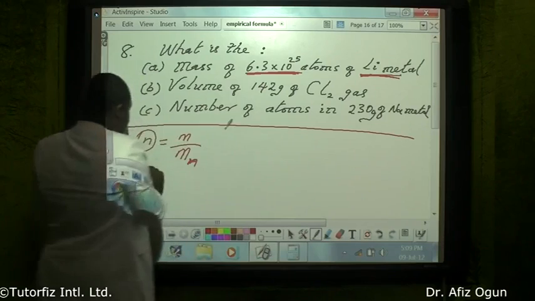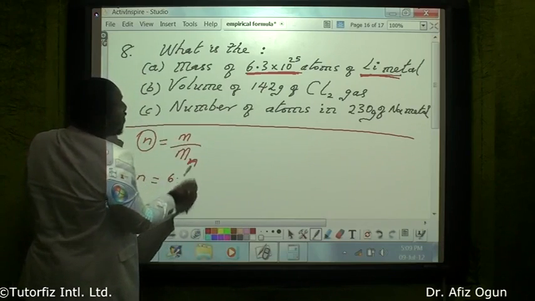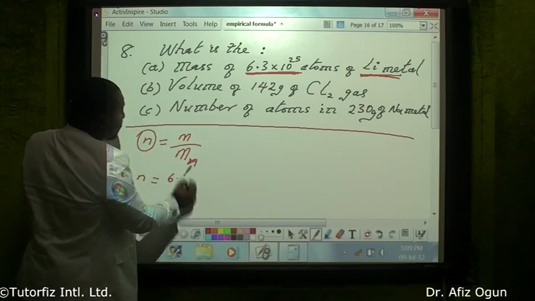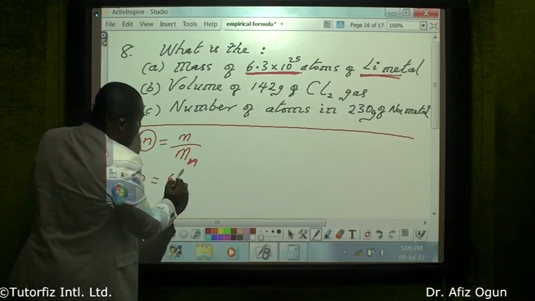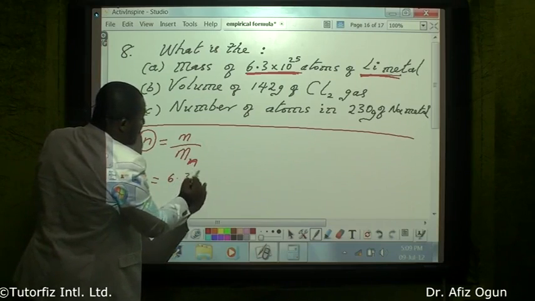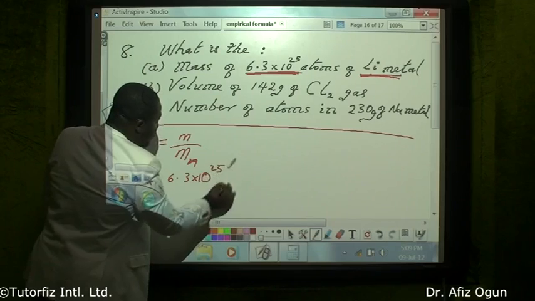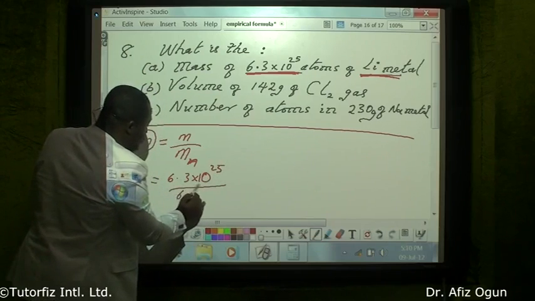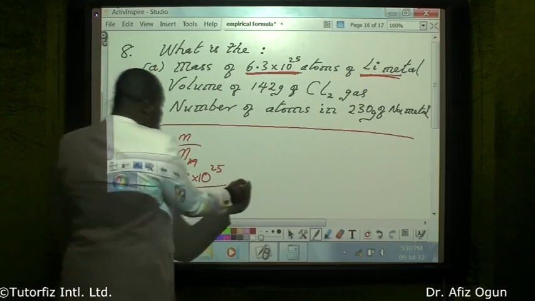So I can say n equals to the number of particles divided by 6.02 times 10 raised to the power 23. So I have 6.3 times 10 raised to the power 25 divided by 6.02 times 10 raised to the power 23 is the number of mole.